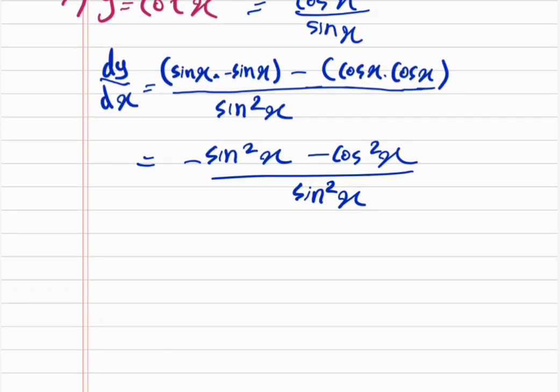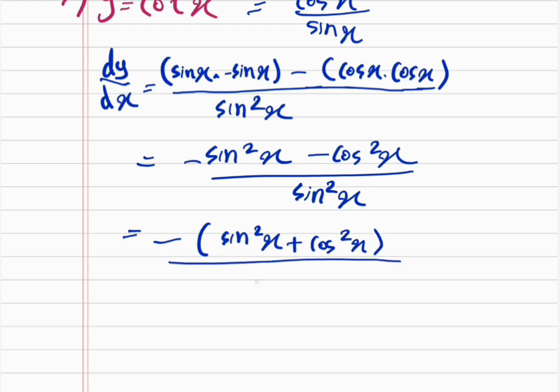So let's simplify this. First of all, we can factorize and take a factor of -1 in the numerator. So minus, sine squared x plus cos squared x, divided by sine squared x. This is a trigonometric identity, because sine squared x plus cos squared x is 1. So it's just going to be -1 on top, and the denominator is sine squared x.